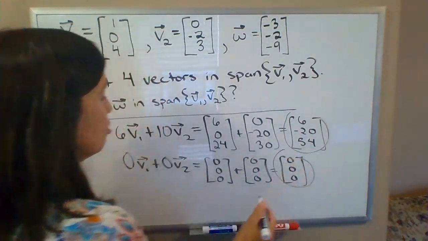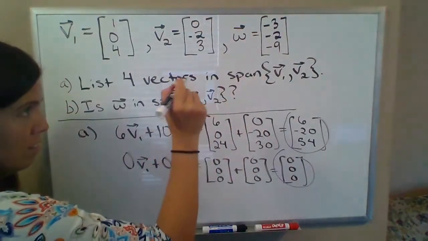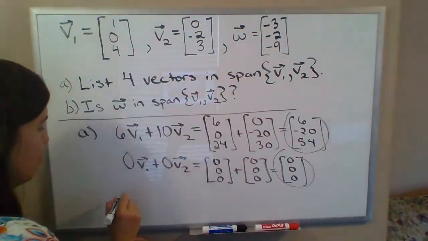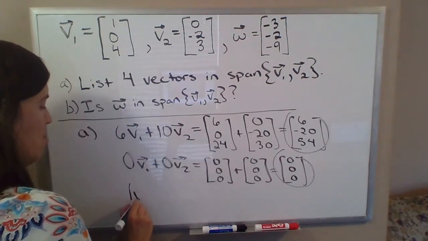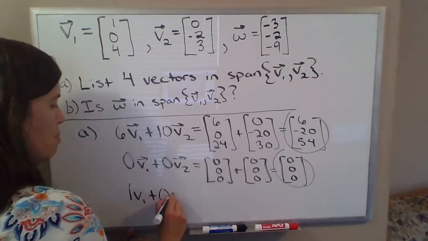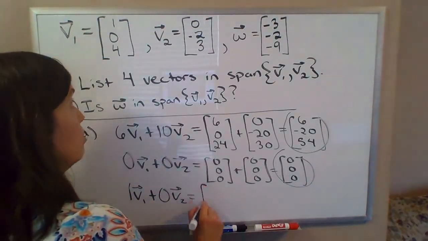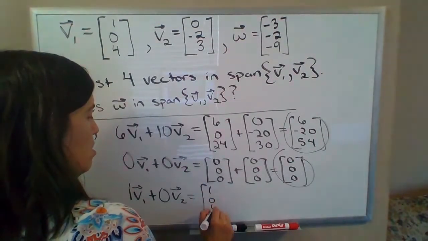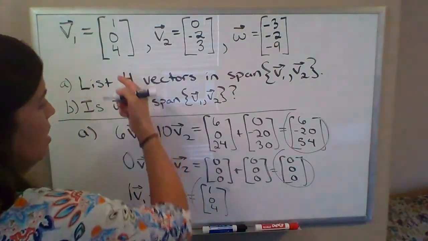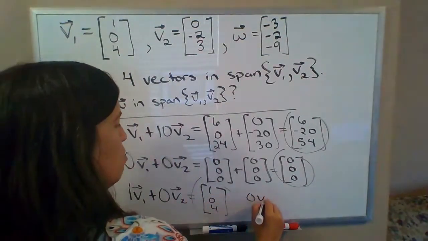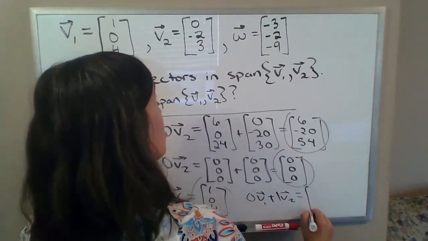Here's another possible solution. Also, the span of v1 and v2 would contain the vectors v1 and v2 themselves, because you could do 1 times v1 plus 0 times v2. And so that's just going to give me v1, which is 1, 0, 4. So there's another possible answer. And we could do the same thing with v2. We could do 0 times v1 plus 1 times v2. And so that'll give me just the vector v2.